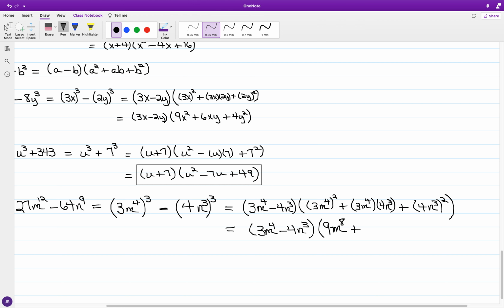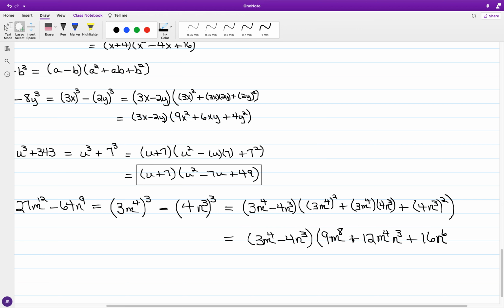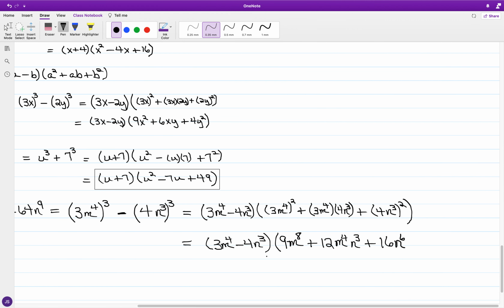And then for that which represents ab, you have 3 times 4 is 12. Then we have m to the 4th, n to the 3rd. And for b squared, that is going to end up at 4 squared, which is 16. N cubed squared is going to end up at n to the 6th. Okay, so for the final result, we have 3m to the 4th minus 4n cubed times the quantity of 9m to the 8th plus 12m to the 4th n cubed plus 16n to the 6th.